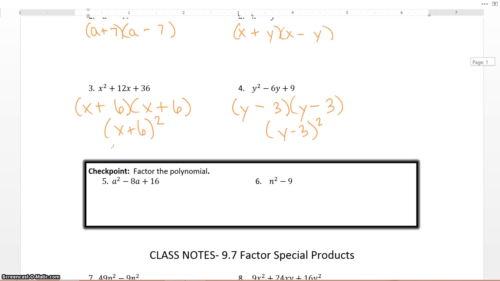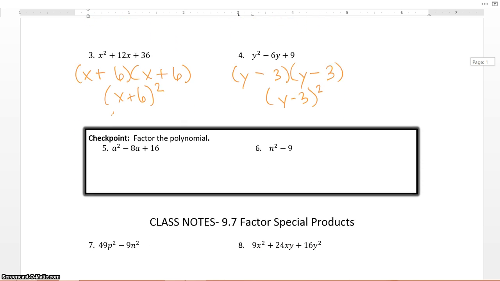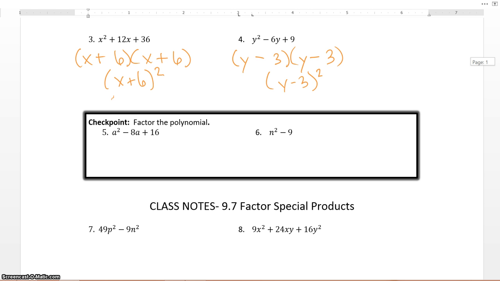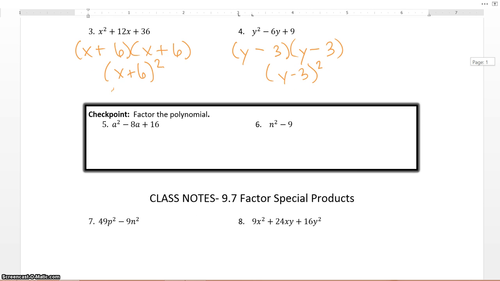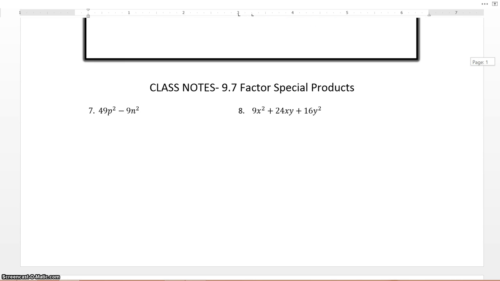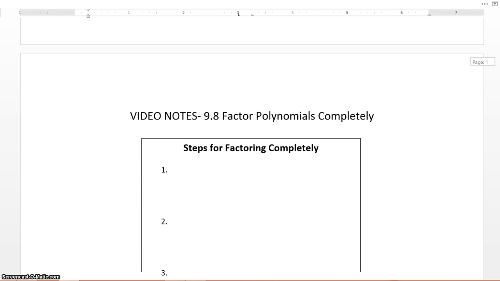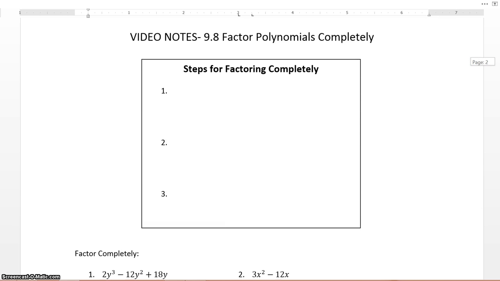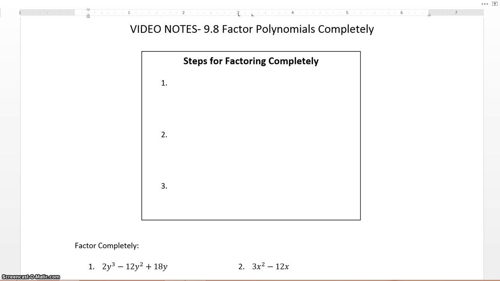So for tomorrow, you need to work questions 5 and 6 in this box. But don't stop this video yet. We want to talk a little bit about 9.8. So if you would flip your paper over, I want you to pause the video and write down what I have here. You don't necessarily have to make this box, but I want you to write 9.8, factor polynomials completely, write space to put 3 steps up here, and then write down these 2 problems. And then you can unpause and we'll talk about this.